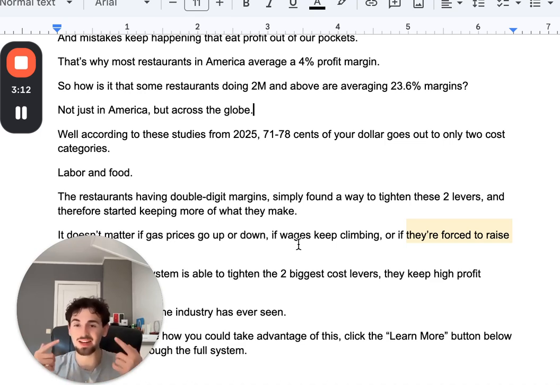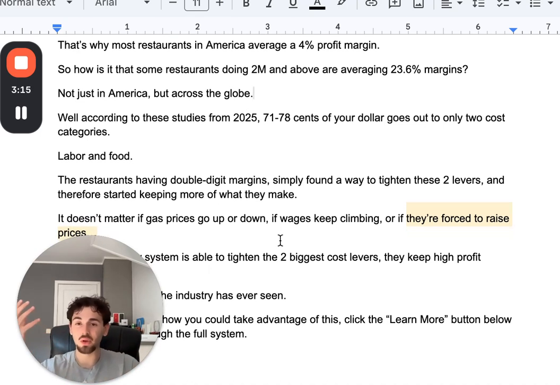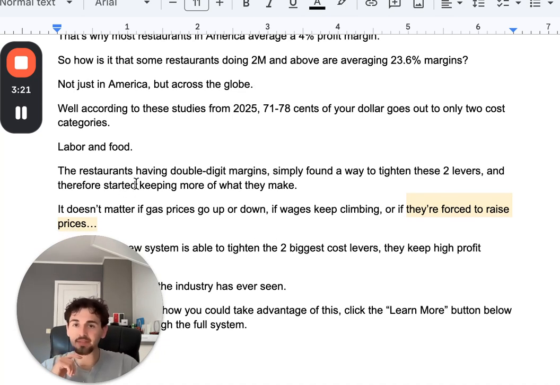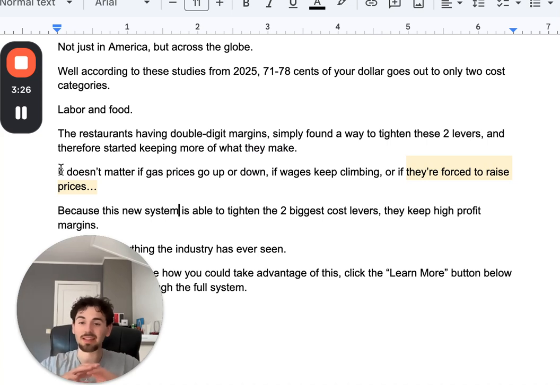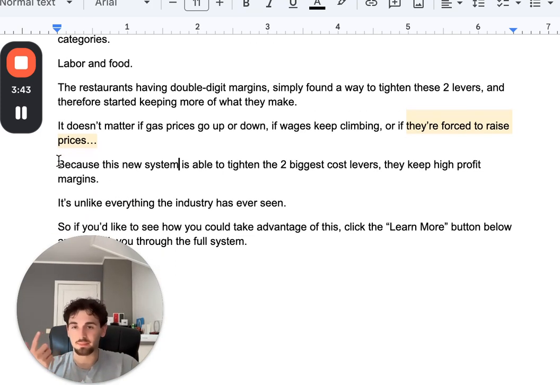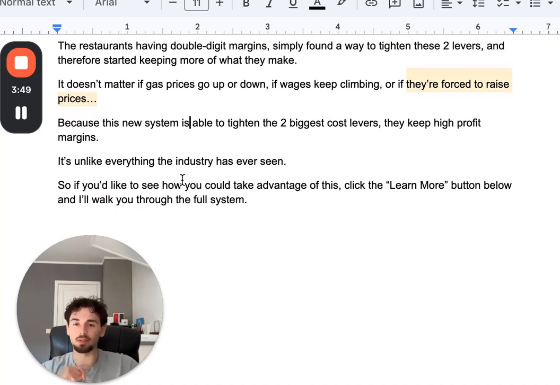I want that, right? We're engineering desire in their mind because they already know what they want, but they don't know how to get it, right? The problem over it, not the solution over it, and therefore started keeping more of what they make. Again, tying back to the promise, to the thing they want. And then we tell them it doesn't matter if, right? So this works even if gas prices go up or down, if wages keep climbing, or if they're forced to raise their prices. No matter what happens in the market, they will still be keeping double-digit profit margins because this new system will allow that, right? Because this new system is able to tighten the two biggest cost levers, they keep high profit margins. It's not like anything the industry has ever seen, again, just engineering curiosity.